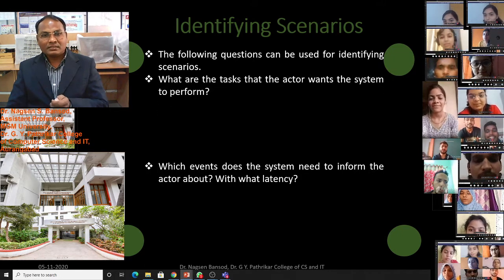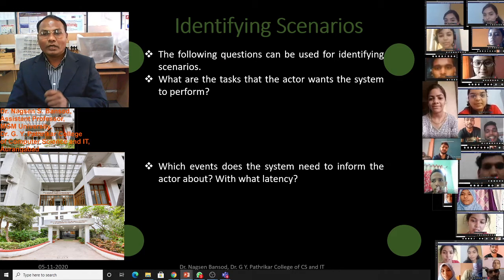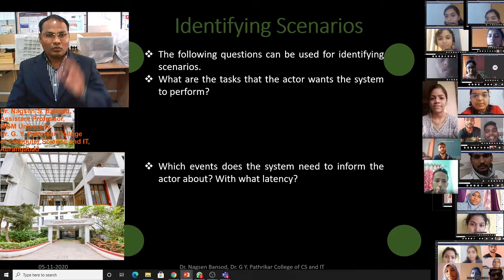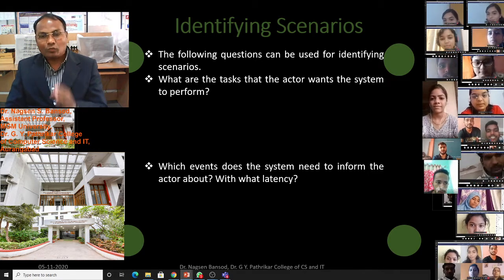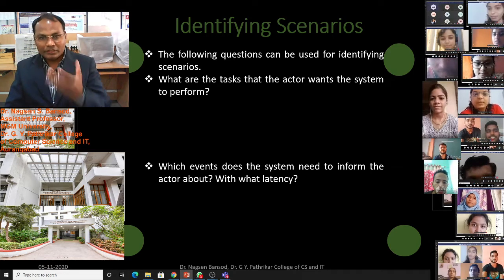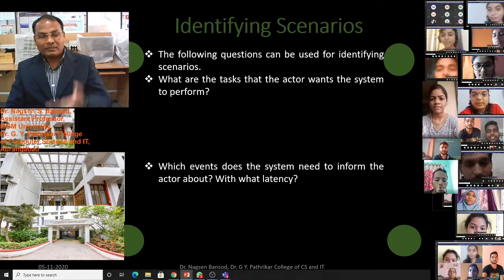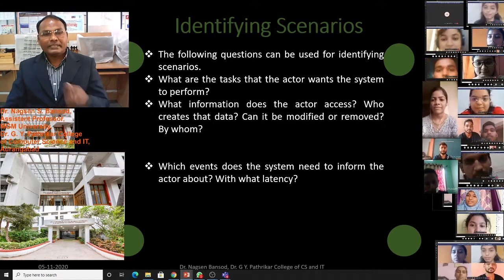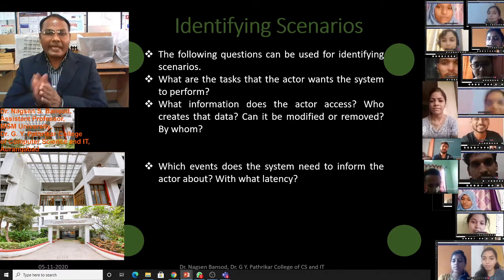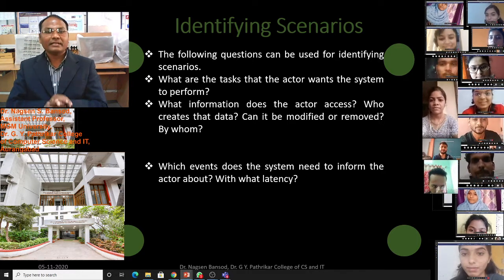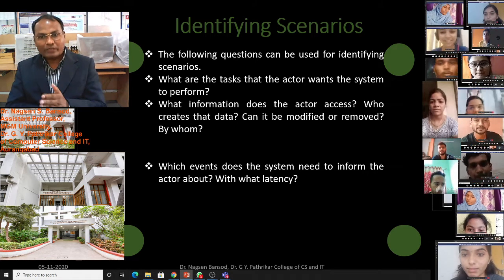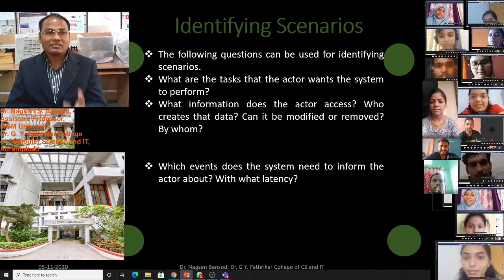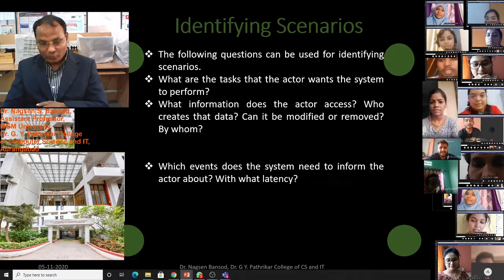What are the tasks that the actor wants the system to perform? These questions we have to ask, then we will get the scenario. Next one is, what information does the actor access? Who creates that data? Can it be modified or removed, and by whom? All these questions we have to ask to identify the scenarios.